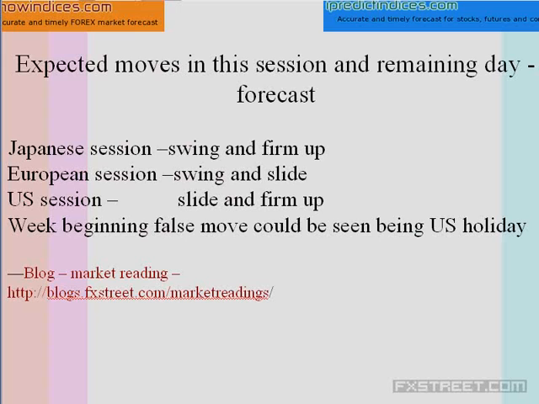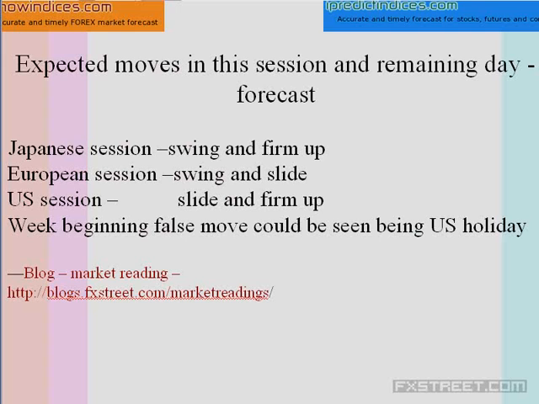What could be the expected move for today? During the Japanese session, swing and firm up moves could be seen. So towards close of Japanese session, they may go closer to the high in Euro and GBP. And you are not seeing the contrarian move here. So they may not show contrarian move initially. They may show the USD weakening move today. And later on from that of the European session, they could slide the denominator currencies and show some contrarian move when Euro and GBP are making swing and slide moves.